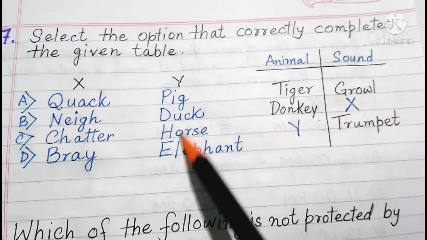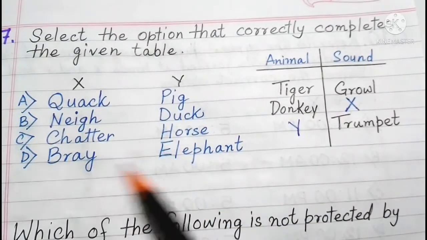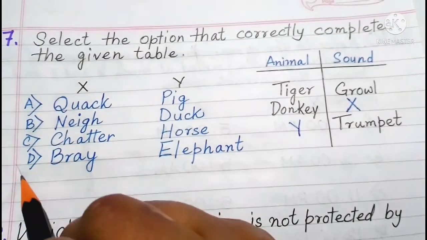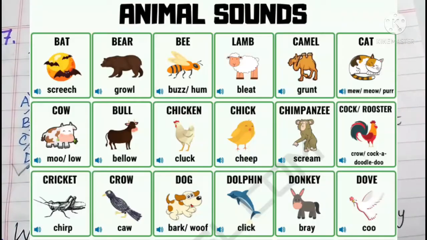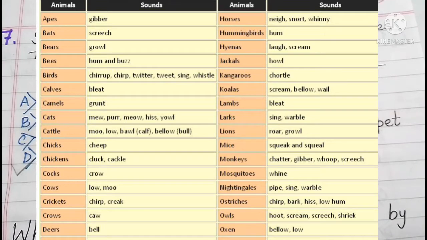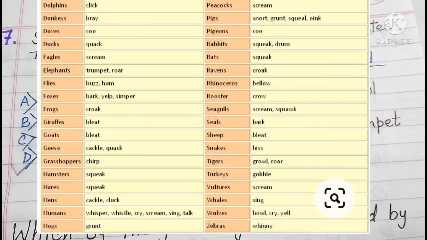X chatter, Y horse, X bray, elephant, Y. Yes, D option is correct. Now you can find some list of these animal and animal sounds over here. You can take a screenshot of that for your further reference.